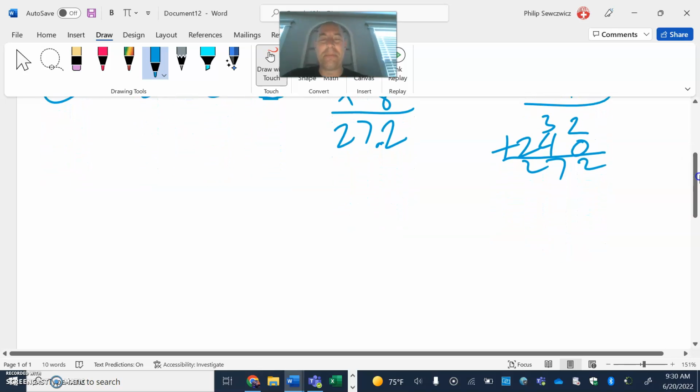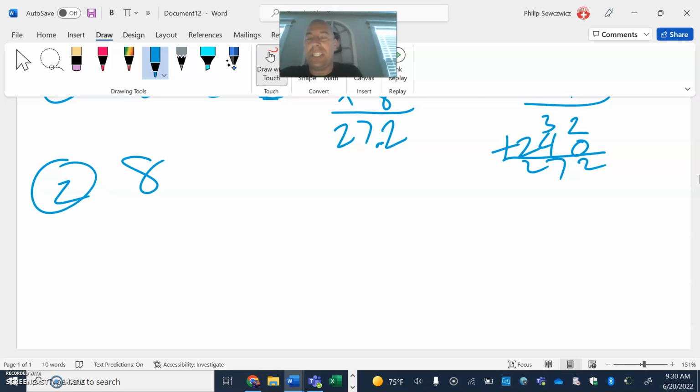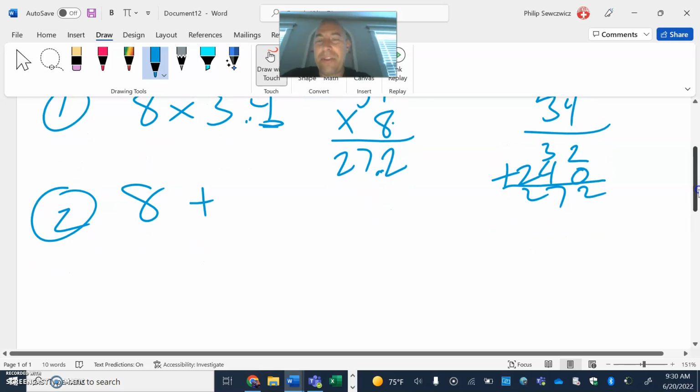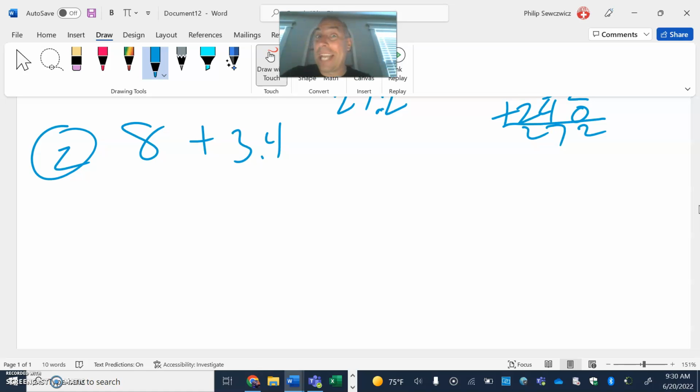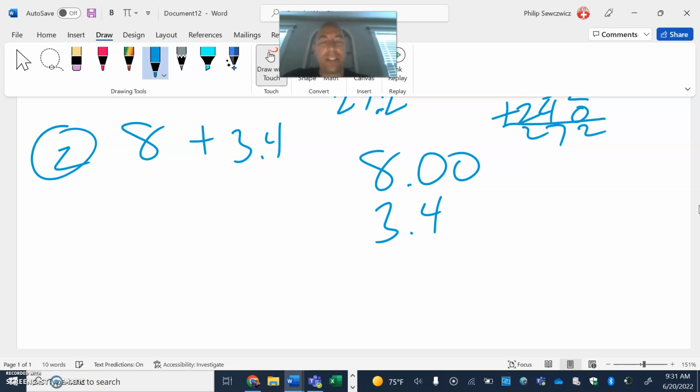All right, question number 2. Let's take the exact same problem, but now we're going to switch it to an addition problem. So 8 plus that 3.4. Go ahead, hit that pause button, give it a shot. All right, so remember, we're lining up decimals here. The 8 is that whole number, so we're thinking that's money. So what would $8 look like? Well, $8.00.